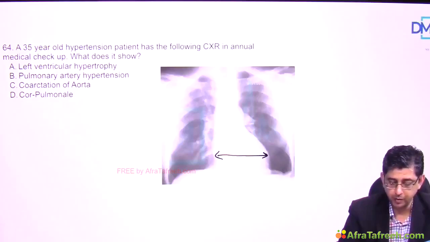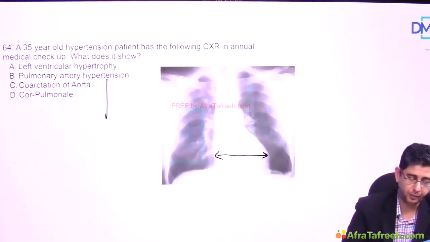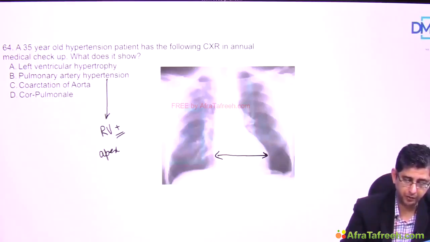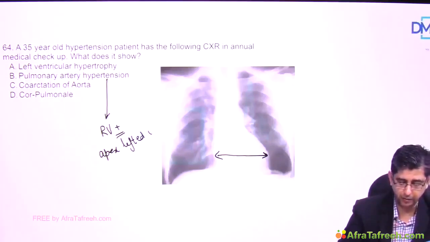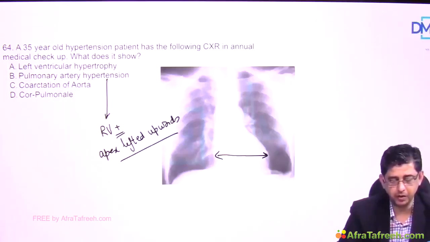Pulmonary artery hypertension. In pulmonary artery hypertension, you have fullness in the area of the pulmonary artery. But in this case, we are not able to see any significant pulmonary artery hypertension. Also, pulmonary artery hypertension should cause right ventricular enlargement. And if right ventricular enlargement occurs, then the apex should be lifted upwards and laterally. Even that is not happening in this case. So pulmonary artery hypertension looks unlikely.